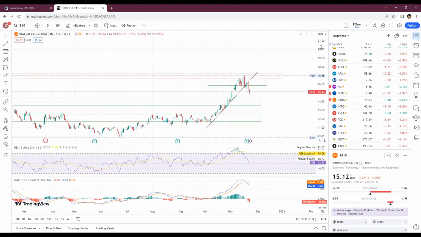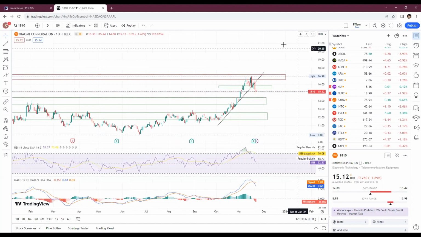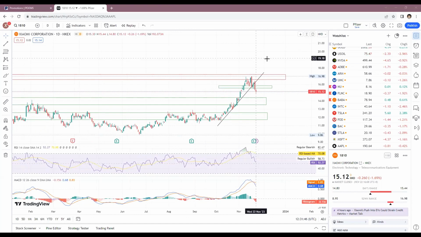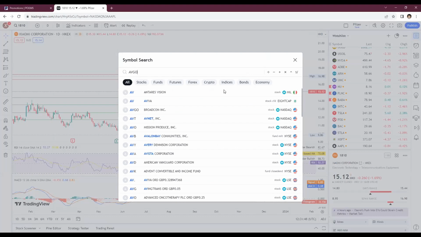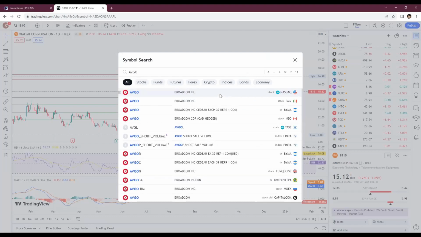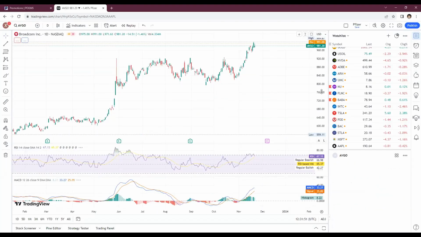Yep. So I just want to show you guys another chart. Let me take a... Broadcom. Okay, let's do AVGO. Is it this? Yes, it's Broadcom. Okay, so let's take a look.